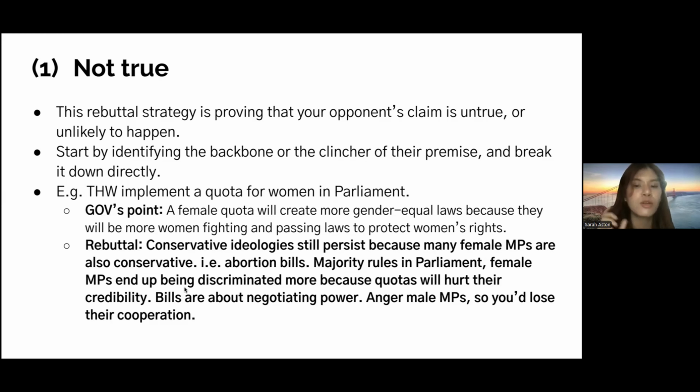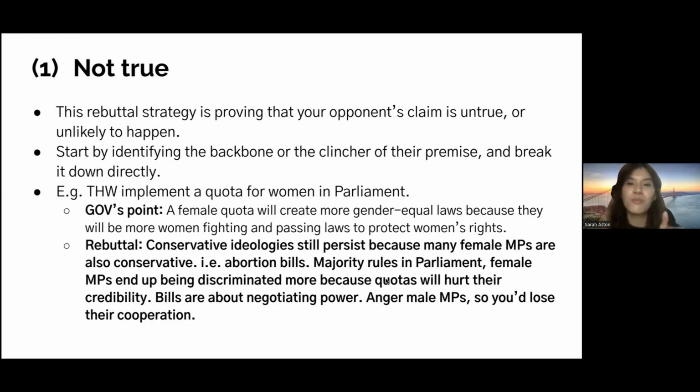So bills are about negotiating power. Anger male MPs, and you lose their cooperation, right? You still require male MPs to somewhat cooperate with you. So what government is likely going to do is anger them, and then you lose their cooperation, and they're the majority anyway. So this is really just disproving that argument, because if Gov says that you create more gender equal laws, the first thing I would say is that it's very optimistic of them to just assume that's going to happen, right?